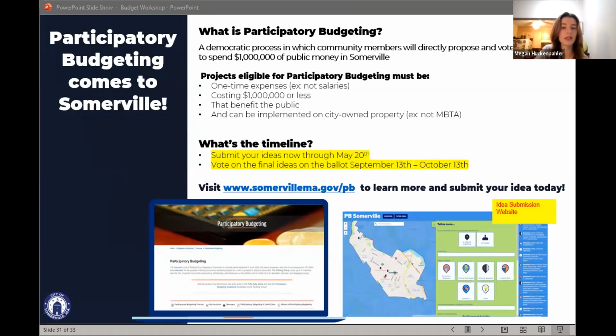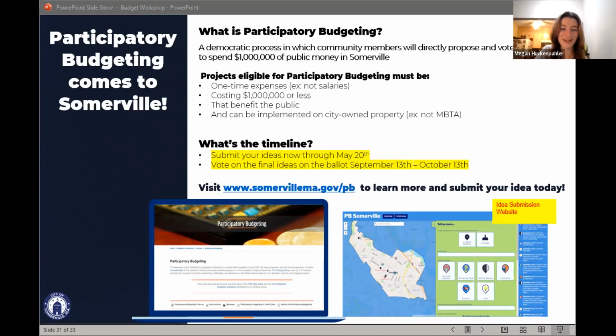Idea submission is open now through May 20th. And over the summer, we will have volunteers review all the submissions, presenting a final ballot to the public of 20 ideas that they think are the most feasible to do, have the highest need within the community, and will have the greatest impact. And those we will come back and ask the public to vote on from September 13th to October 13th.